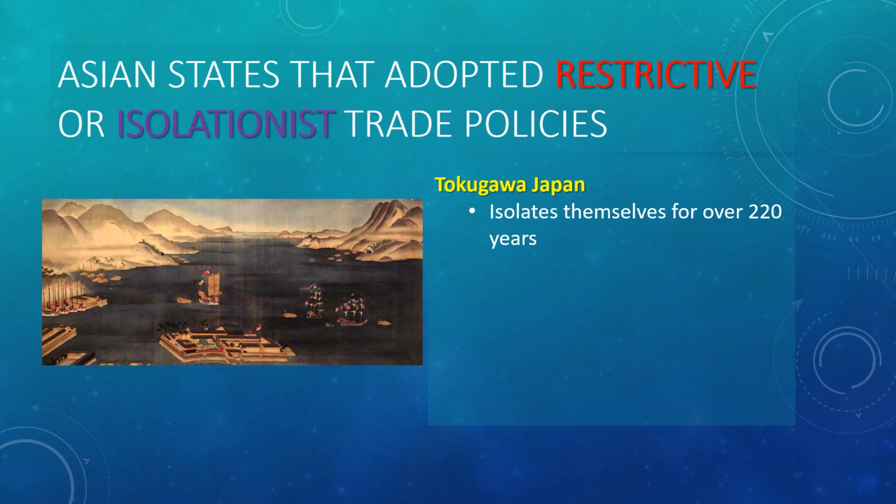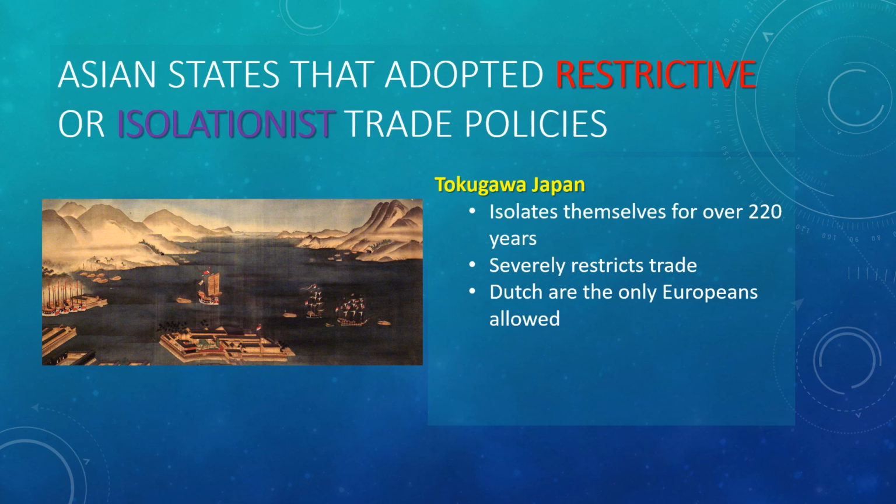And then I talked a little bit about the Tokugawa period. It's a period of restriction. They isolate themselves for over 220 years. They severely restrict trade. The Dutch are the only Europeans allowed to trade. They have to trade on an artificial island near Nagasaki, and they ban Christianity. So that is quite restrictive.